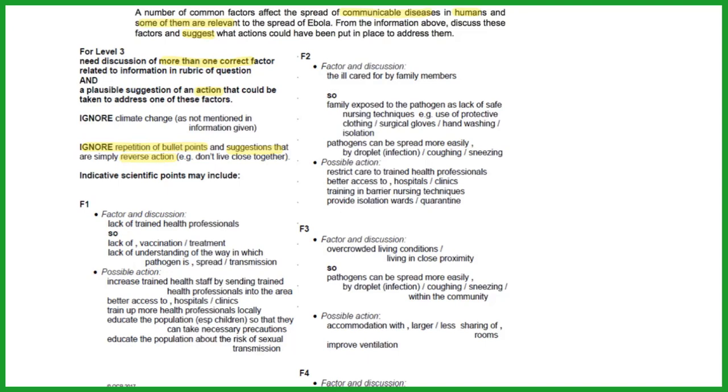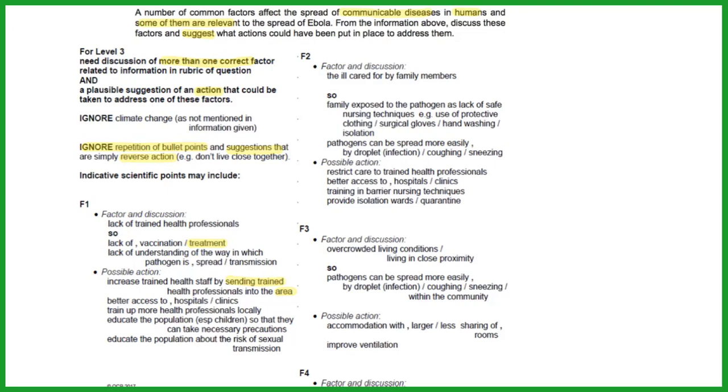So for an example, the lack of trained professionals, therefore there is a lack of treatment, or there's a lack of understanding in the way in which it's spread. And the possible action would be to send more trained health professionals into the area, better access to hospitals, train more professionals, educate the population so that they can take the necessary precautions.